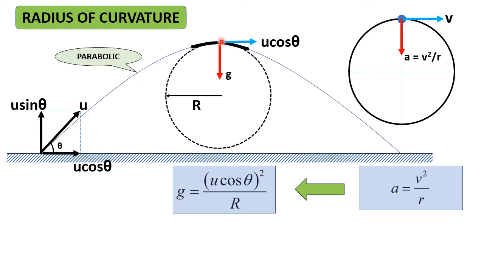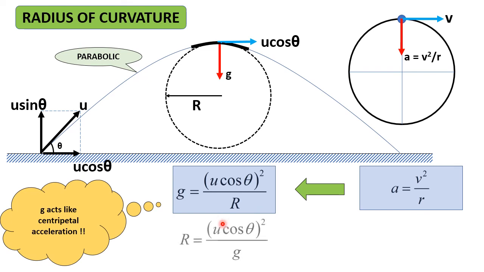Then look at the velocity. The velocity u cos theta is analogous to the velocity v in this circle. So v is replaced with u cos theta. And the radius r of this circle is the same as the radius r of this circle. We put r here. Therefore, by rearrangement, we say that the radius of curvature of this circle is u cos theta whole square by g.